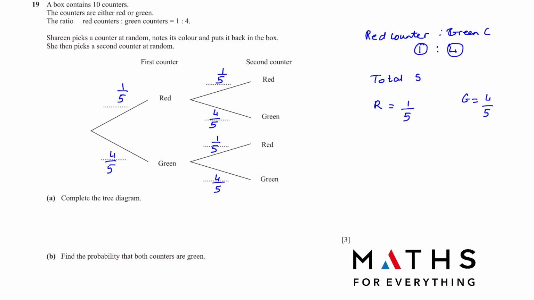B, find the probability that both counters are green. Both counters are green is green times green. So 4 over 5 times 4 over 5, it will give us 16 over 25. That's just the answer.